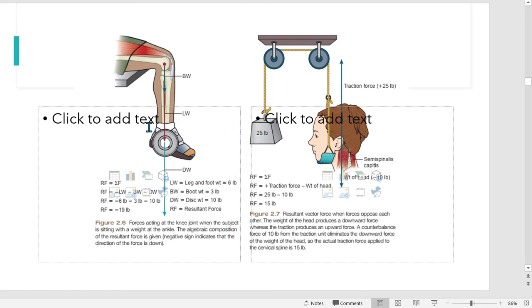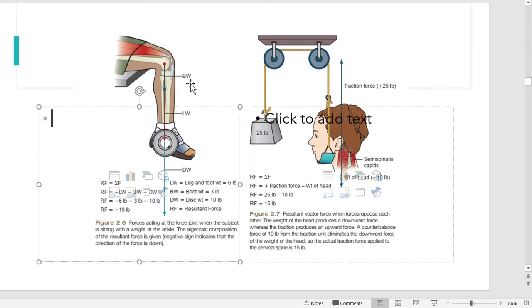So if you notice here, what are the forces acting on the knee joint? First, you have the weight of the bone, which is towards the ground, and the load, this one, the weight of the ankle weights.